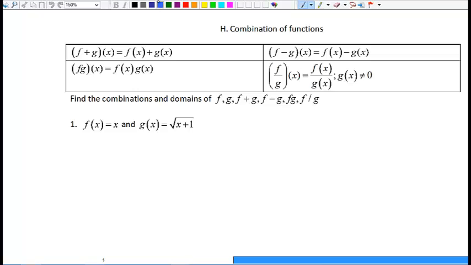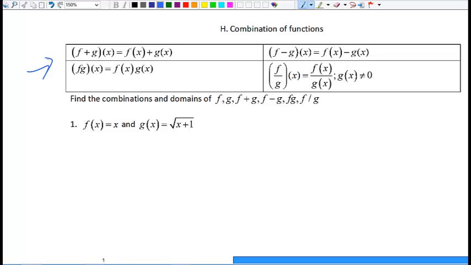Okay, so this topic is called combination of functions. If you look at that top box up there, what I'm talking about is what happens if you take two independent functions and you add, subtract, multiply, and divide. What impact does that have on this new function, and what impact does it have on the domain of the new function?